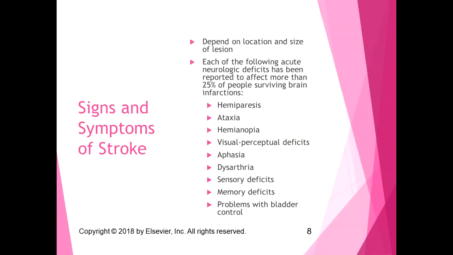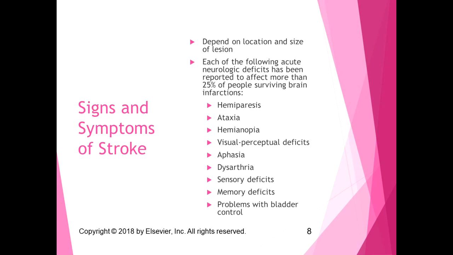So the signs and symptoms of stroke depend on the location and the size of the lesion. Each of the deficits that are listed here has been reported to affect more than 25% of people surviving brain infarctions. So hemiparesis, that's partial loss of motor control on one side of the body. Ataxia, incoordination. Hemianopia, that's where half of your visual field is missing, whether it's bitemporal or homonymous. Visual perceptual deficits. Aphasia, which is difficulty speaking. Dysarthria, which is a different kind of difficulty speaking, and we'll talk about that in one of the upcoming chapters.